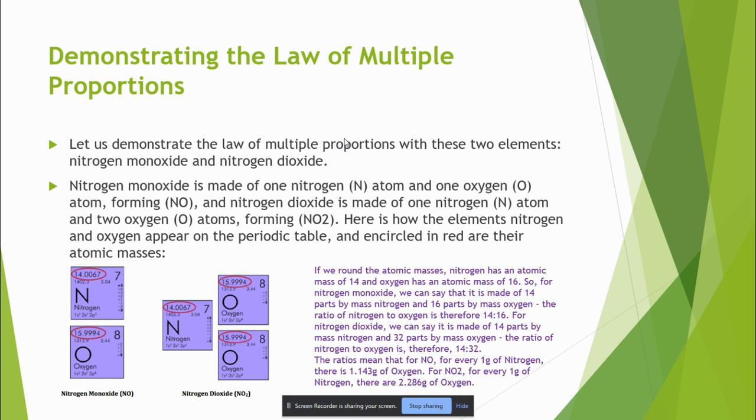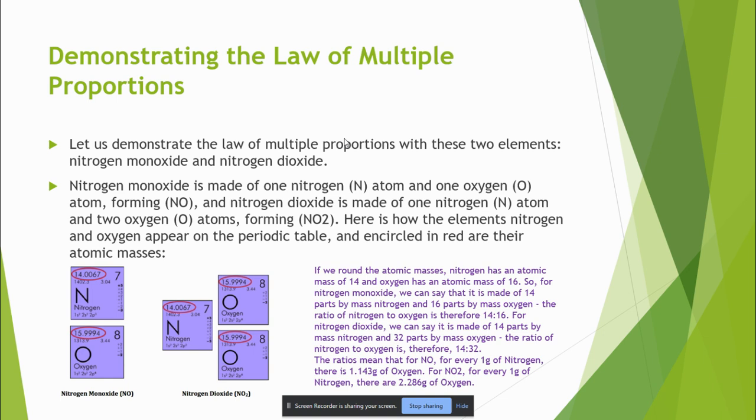grams of oxygen. If you divide both sides by the smaller one, look, we have 14 to 16, right? So divide by 14. I'm just making sure that for 1 gram of nitrogen, I need 1.143 grams of oxygen. For the other compound, NO2, for every 1 gram of nitrogen, we need 2.286 grams of oxygen.